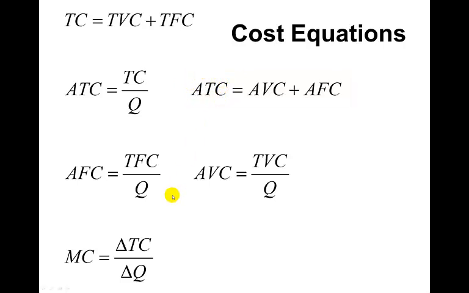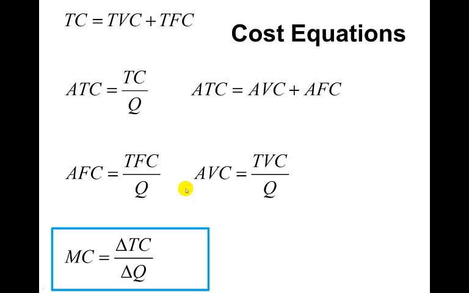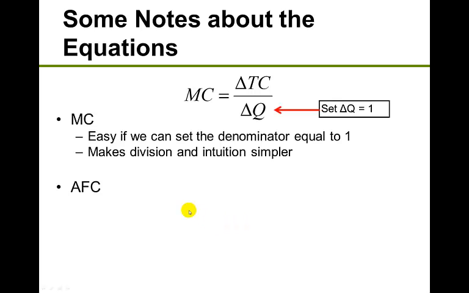So lastly, here's my formula for marginal cost. Again, I take the change in my total cost divided by my change in my quantity output. So almost all the time when we talk about marginal cost, we're going to be talking about change in cost if we output just one more unit.